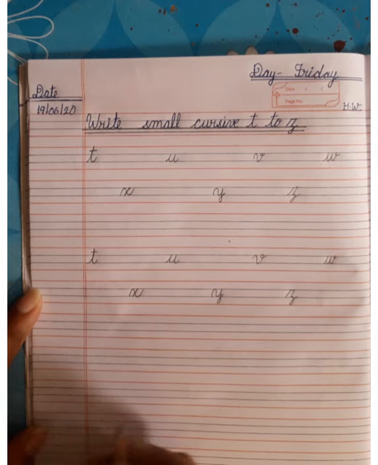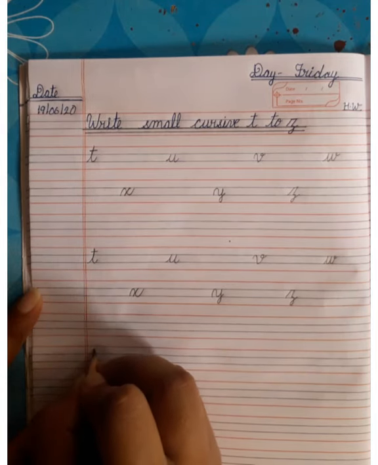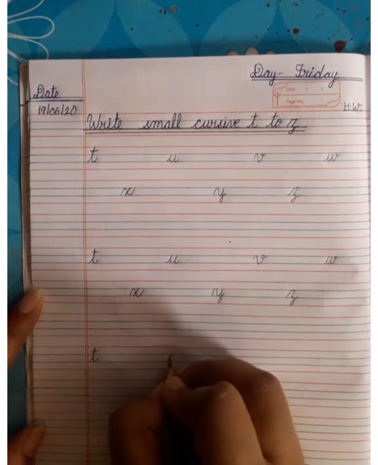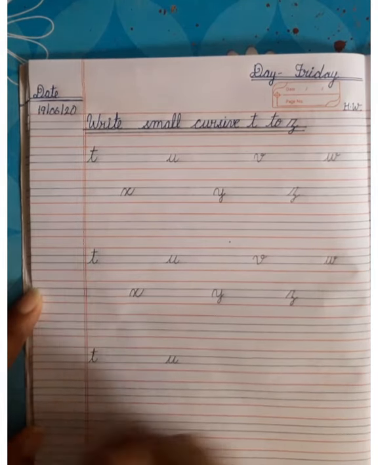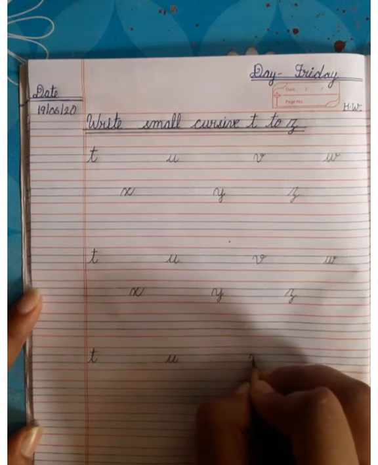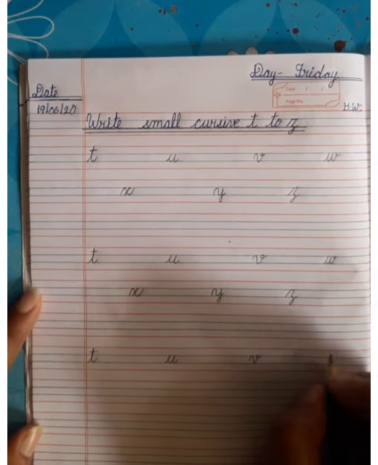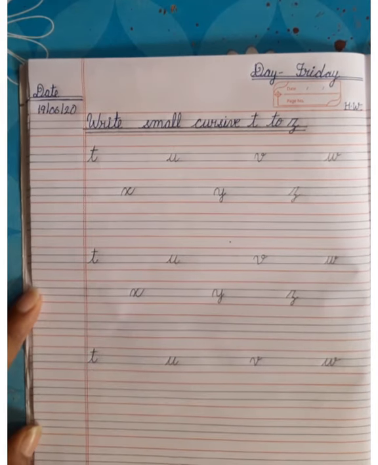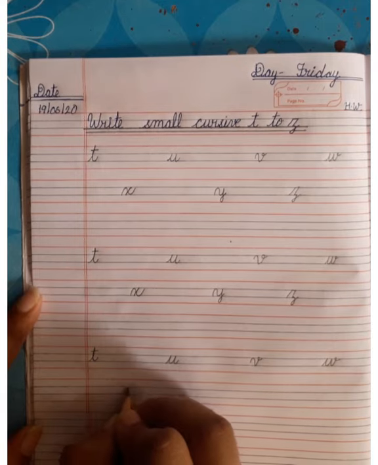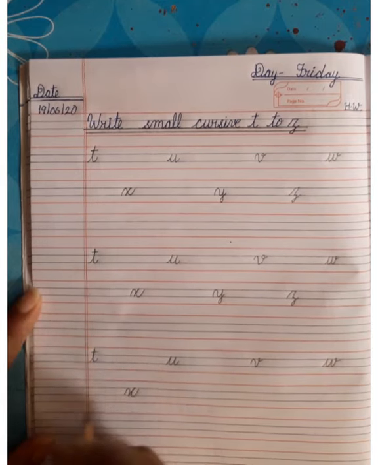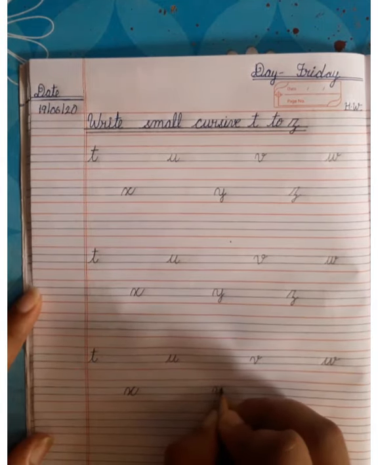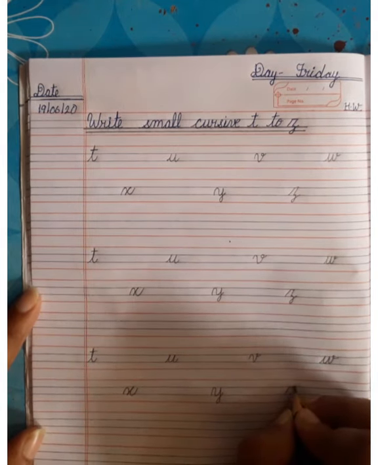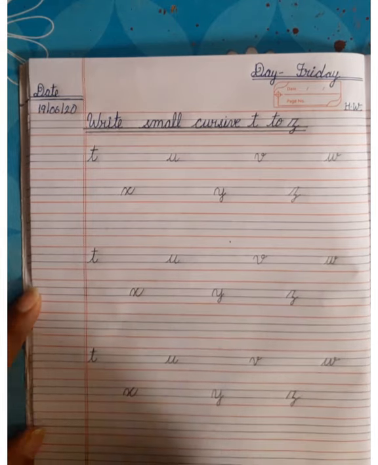Again, one more time we will repeat. We will make small T in 3 lines. Small U in 2 lines. Small V in 2 lines. Small W in 2 lines. Small X in 2 lines. We will make small Y in 3 lines, and we will make a small Z in 3 lines.